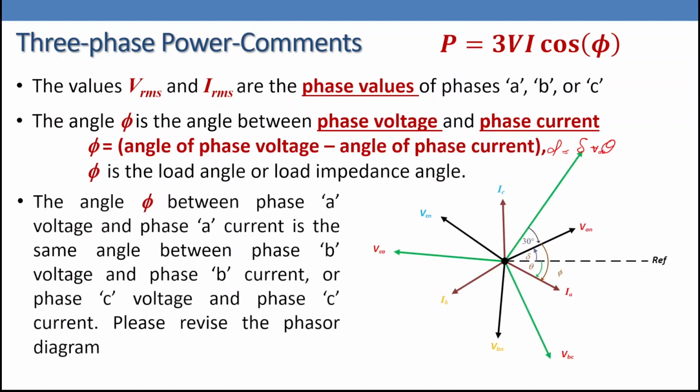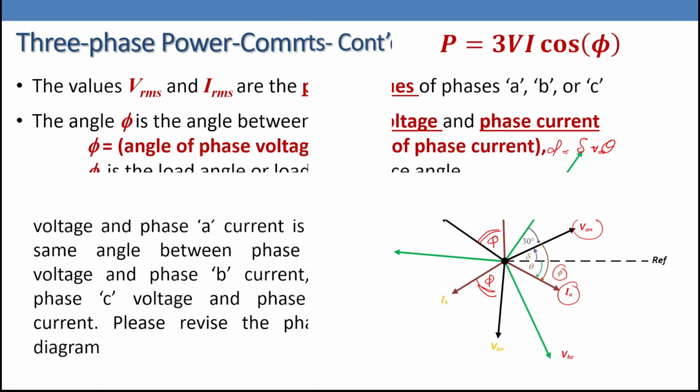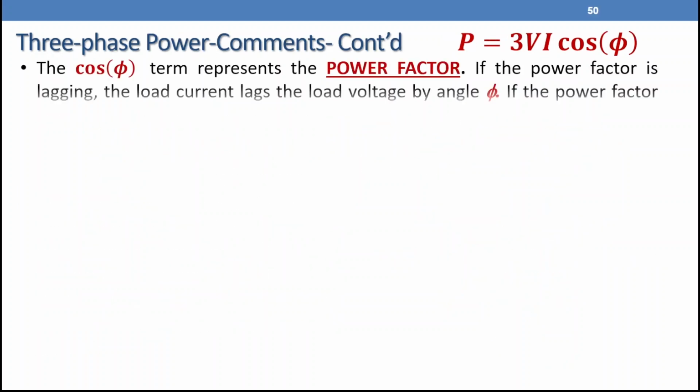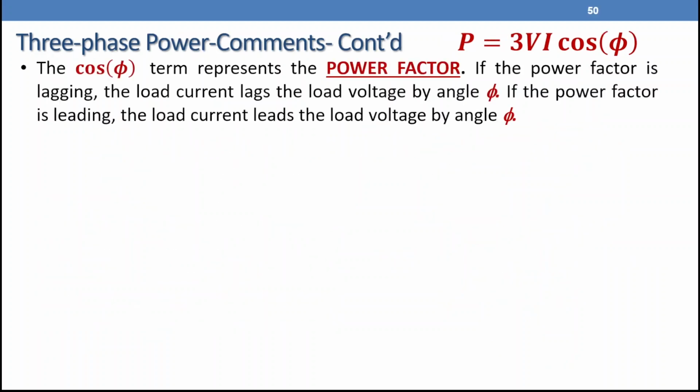Number 3: the angle phi is the angle between V_AN phase voltage and I_A phase current. I'm assuming here that we have a star phasor diagram, so that one is angle phi. You should find the same angle phi between V_BN and I_B and the same angle phi between V_CN and I_C. So phi, phi, phi. Comment number 4: the cosine phi term represents the power factor.